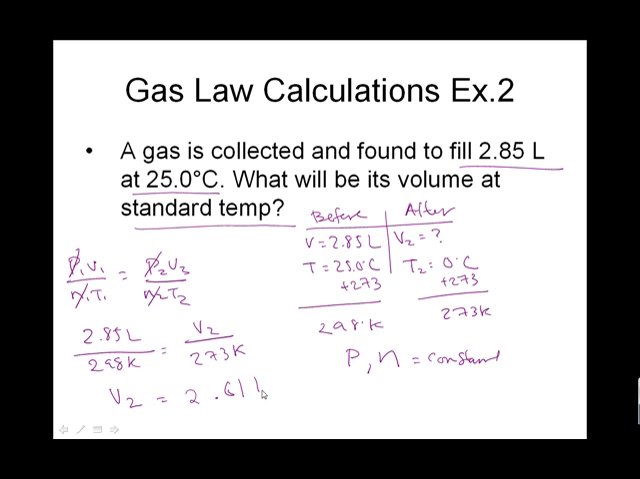2.61 liter, and please note, after you do these calculations, you might want to pause and say, well, my temperature decreased, so my volume should also decrease, because they are one on top of the other. So it's a direct relationship. I should see a decrease in both sides, both numerator and denominator.